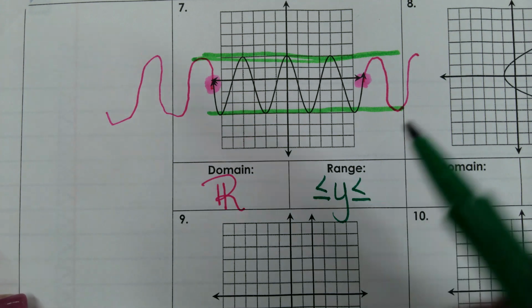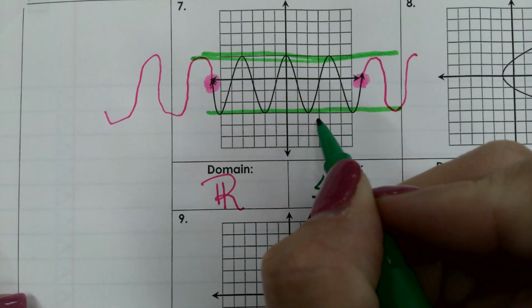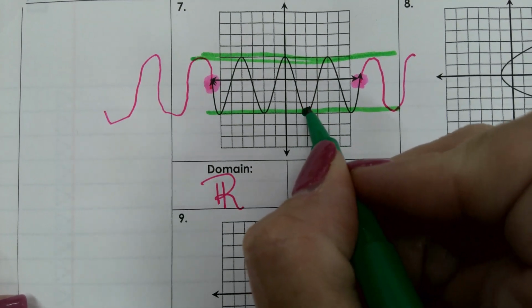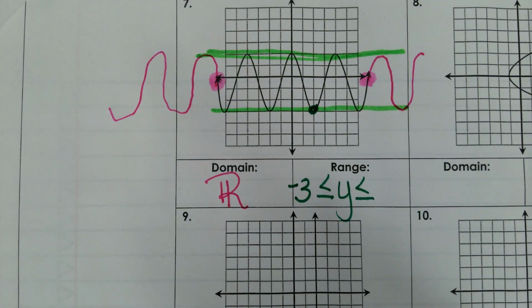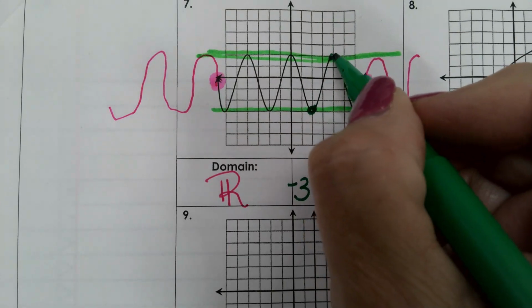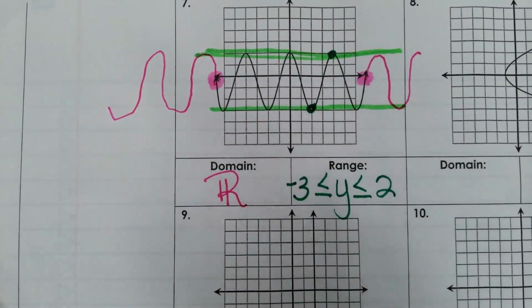All right, what's my smallest value? That dot right there, -3. What's my upper boundary? Right there, at positive 2.